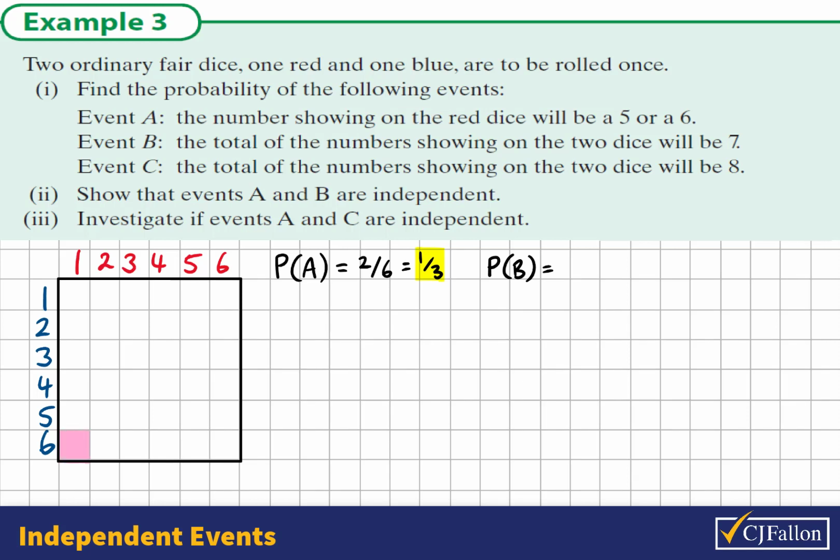We can see from the sample space there are 6 ways of doing this. We could have a 6 and 1, 5 and 2, 4 and 3, or vice versa. So 6 out of 36.